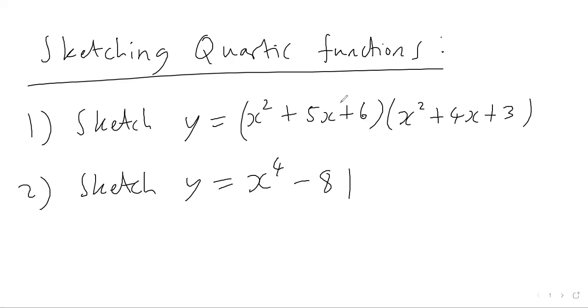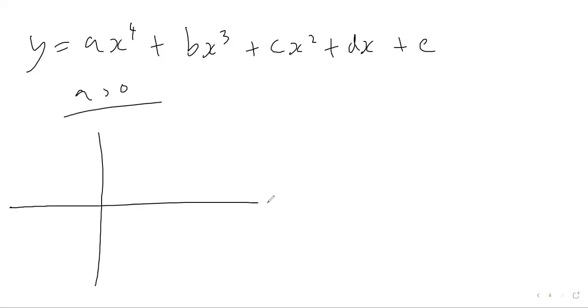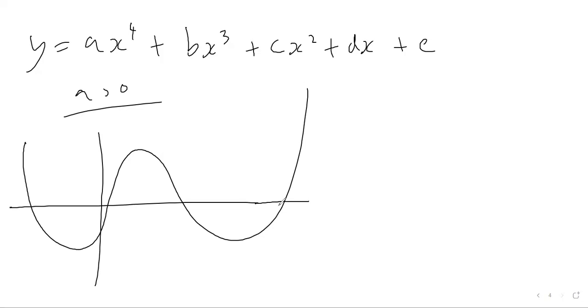So sketch this graph here. Actually, before that, I'm just going to go through briefly what quartic functions usually look like. So usually, if you have a quartic, y equals ax to the power 4 plus bx cubed plus cx squared plus dx plus e. So these are quartics. So if a is positive, they will normally have this kind of shape here, kind of like a W shape like that. So we get 4 solutions. So 1, 2, 3, 4.